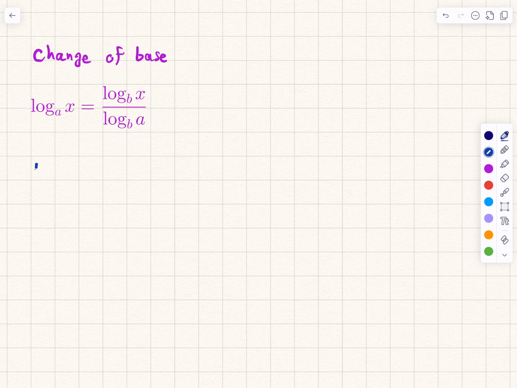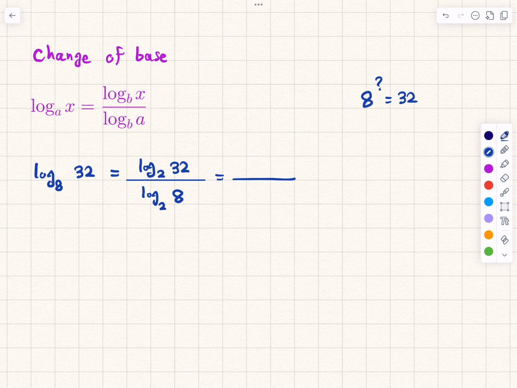Let's have an example. Log base 8 of 32. As you know, 8 doesn't go well with 32. We don't have a whole number power on 8 to make it 32. That's why we will change the base of 8 to an easier base, which is 2. So it will be now log base 2. Here the b, or the new base, will be 2. Log base 2 of 32 divided by log the same base 2, but for the old base, which is 8. Now log base 2 of 32 is 5, as we did many times today. Log base 2 of 8 will be 3. That means log base 8 of 32 would be 5 over 3.